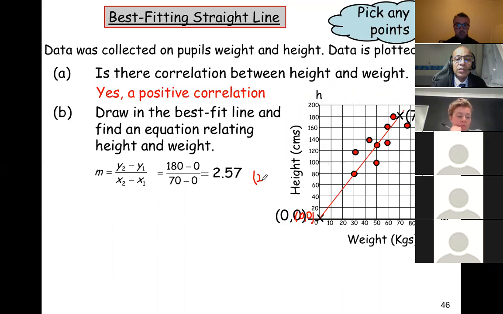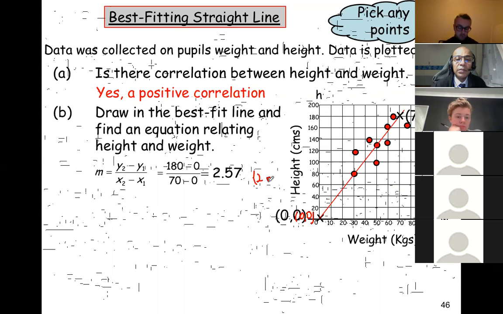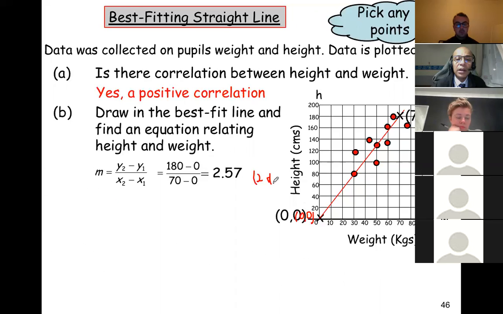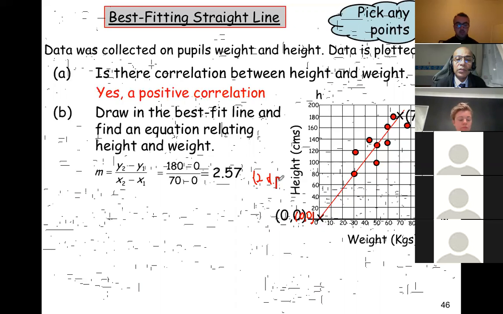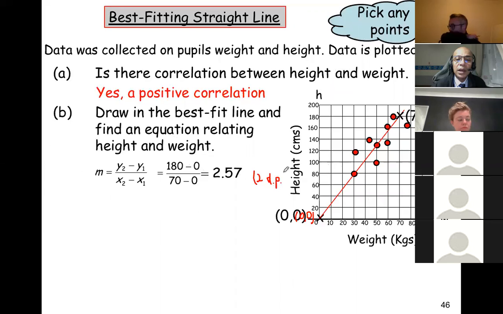So if I was to do this, I would just put 2 decimal places, even if they've not told me to, because I'm not giving it as a fraction. It's always a good habit to tell exactly what you've done. So the real answer is 2.5714. To 2 decimal places, I can round it to 2.57.